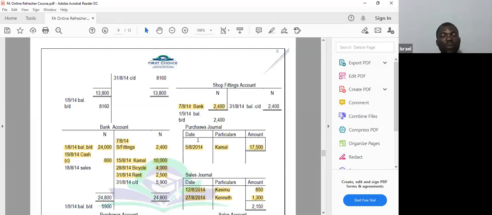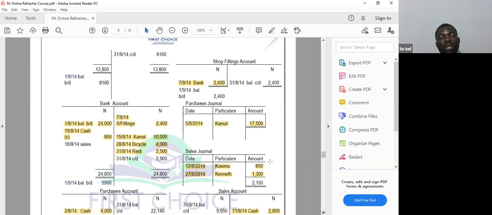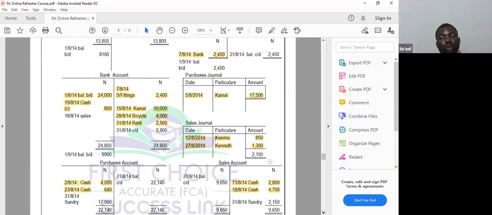Now this purchase day book only has one single figure there, which is 17,500. Now this 17,500 will be posted to the purchase account, and the name attached to it will be Sundry. Sundry means that this money is still owing, but you are yet to pay for it. That's Sundry. It shows the liability element in it. So that's how you have it derived at 17,500.